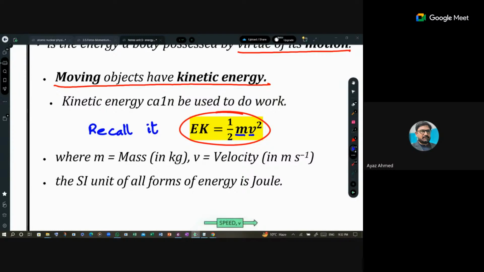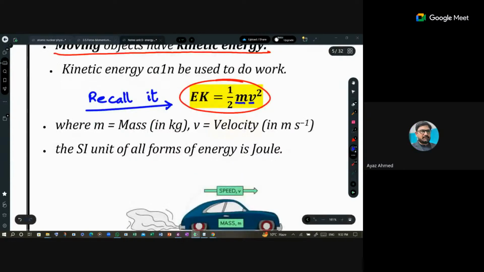Is it easy or not? Yeah, it's easy. It's very easy. I mean, it's not a big deal.